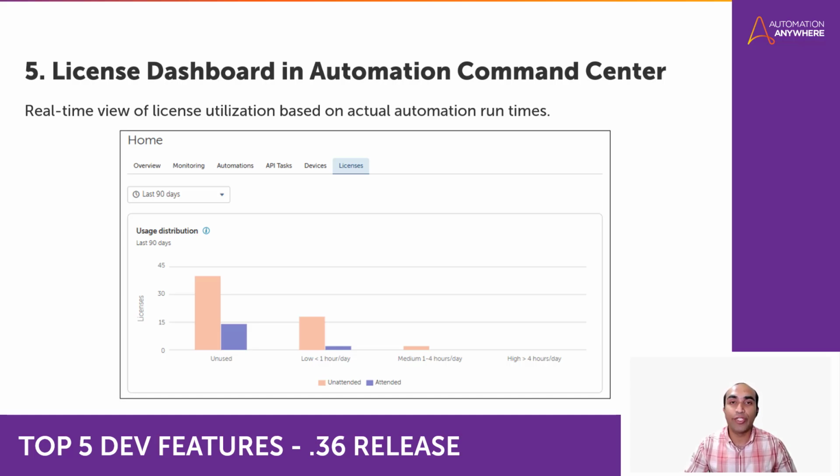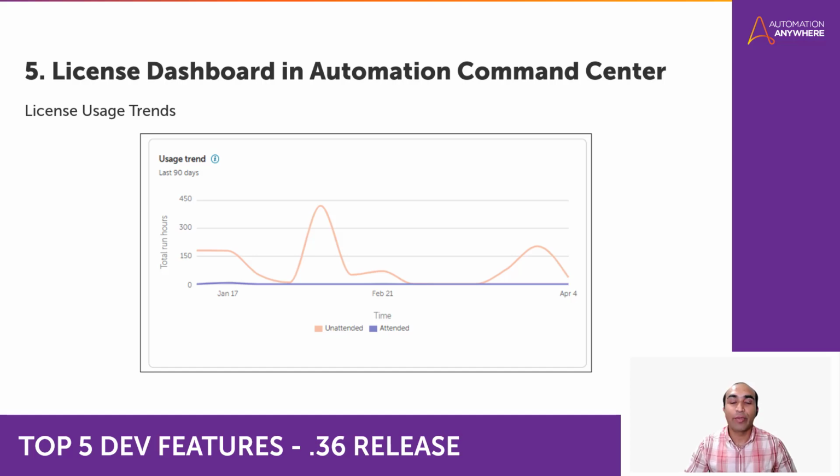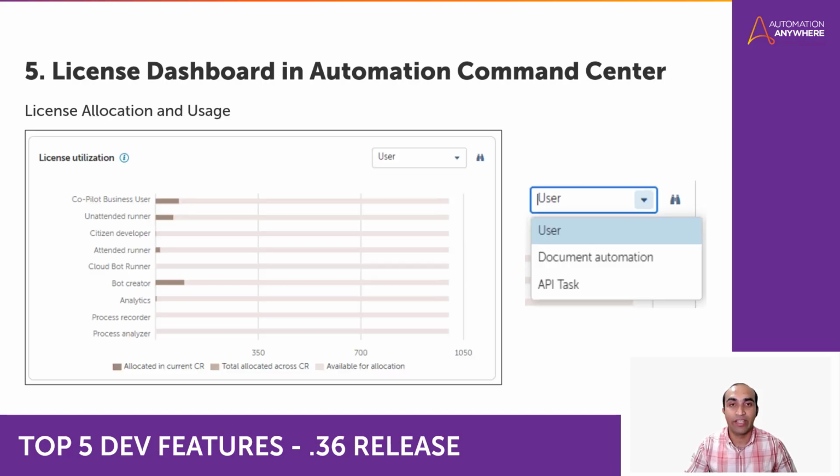You can dive into user-level data and export it into a CSV for deeper analysis. You can easily track attended and unattended bot usage over time, like the last 24 hours, 7 days, or even 90 days, to spot trends and optimize performance. If something seems off, like unused licenses, you can quickly investigate and take action.